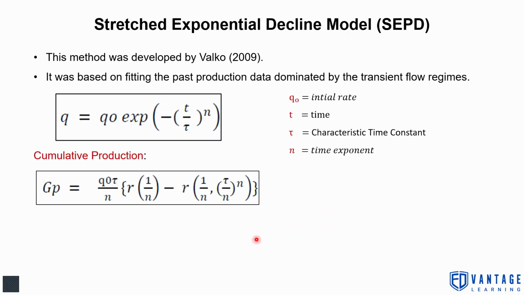The next or last model is the stretched exponential decline model. It was based on fitting past production data dominated by the transient flow regimes. So q is equal to qo exponential minus t by tau power n, where tau is the characteristic time constant and n is the exponent. So we can estimate Gp, the cumulative gas produced.